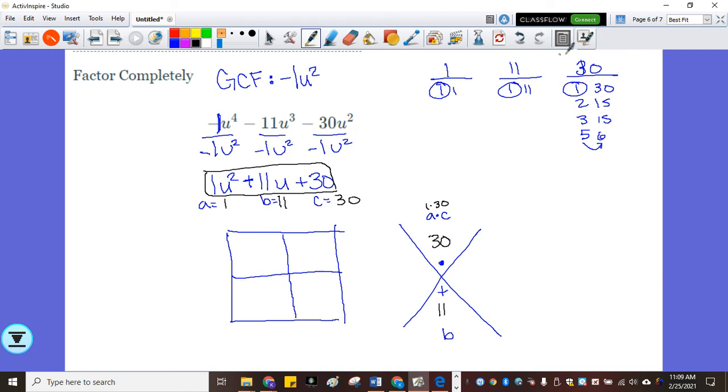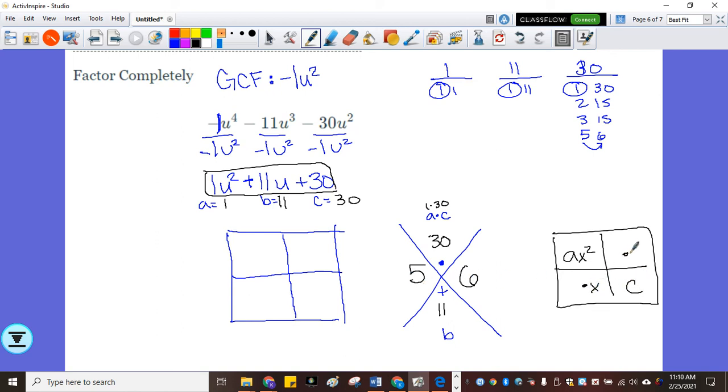I already have all the factors of 30 up here for you. 5 and 6. So when you put them in your box, remember the format I want you to be using: a x squared, c, and then the numbers you chose have to be multiplied by x. The numbers I chose were 5 and 6. It doesn't matter the order, you put the 5 there or the 6 here. Oh, we're using u.